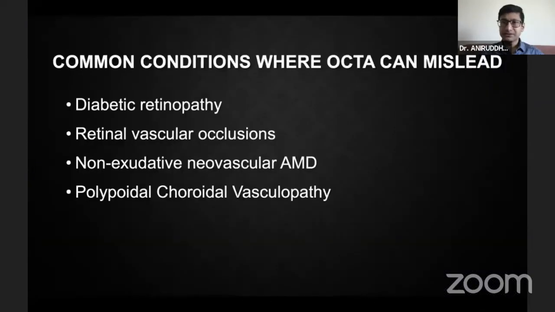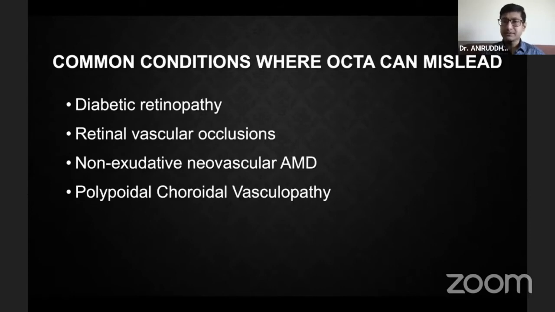So the common conditions where OCTA can mislead, or rather be inadequate, would be diabetic retinopathy. The current technology doesn't allow you to see the entire spectrum of changes of diabetes in eyes with OCT angiography alone. Also, retinal vascular occlusions. OCT angiography is a very good tool to look at the flow void areas, but beyond that, clinical applications are fewer as of now.